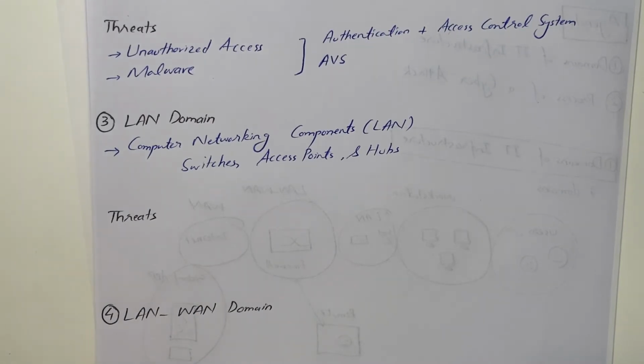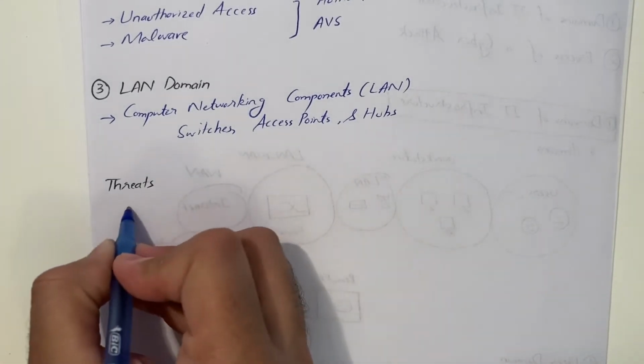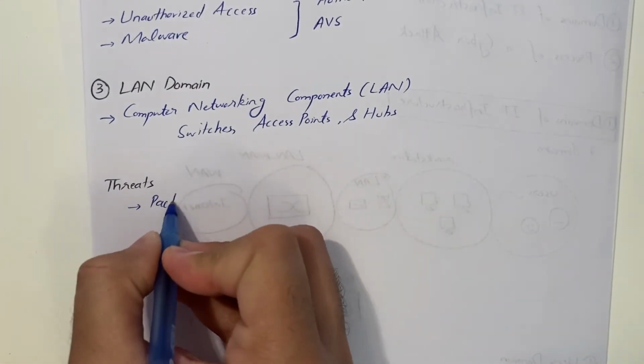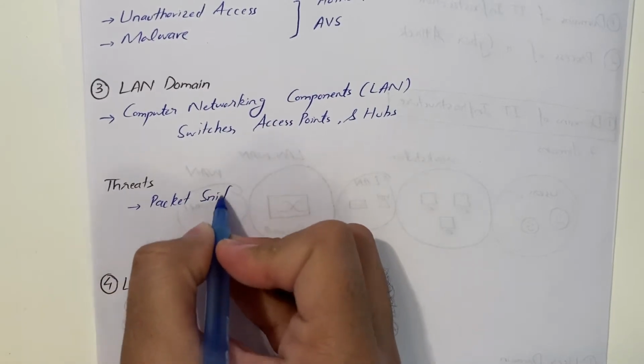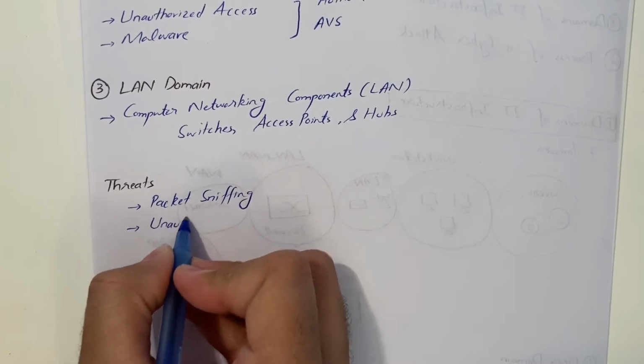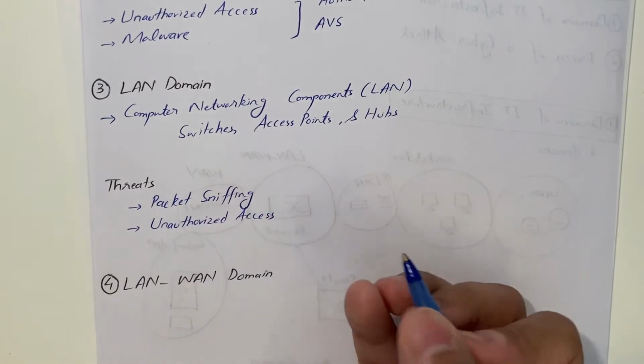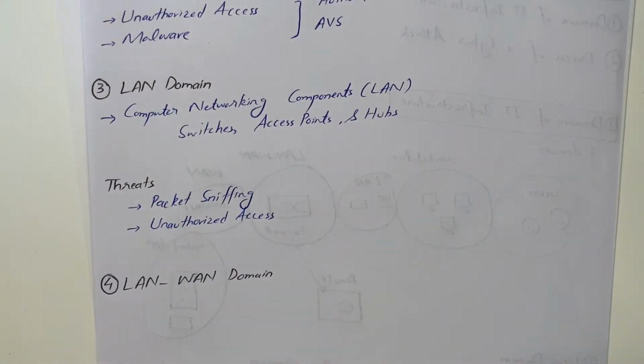Okay, so what kind of threats do we have to our access points and switches? What kind of threats or problems do we have in a local area network? In a local area network, we have a threat: packet sniffing. Somebody can sniff packets. Packet sniffing is a problem. Unauthorized access. So these are the two main problems over a local area network. There are many other threats as well, but these are the two main problems: unauthorized access to our devices, and packet sniffing, like intercepting.